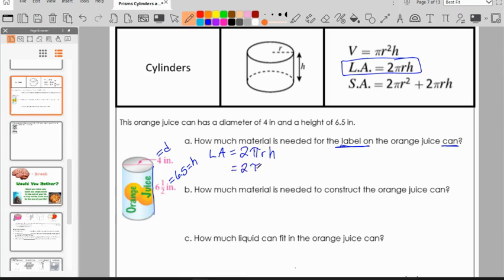That's 2 pi. Our radius, we don't have it. We have the diameter. The radius is the diameter divided by 2. So the radius only goes halfway across. If it's 4 units all the way across, if we divide that in 2, it's only 2 units for the radius. So my radius is 2. I'm going to label that here so I can find it. The height of the prism, we have it labeled, it's 6.5. So in my calculator, I put 2 times pi times 2 times 6.5.